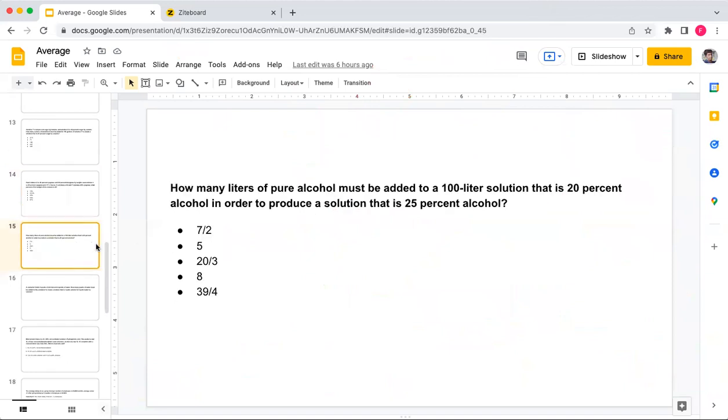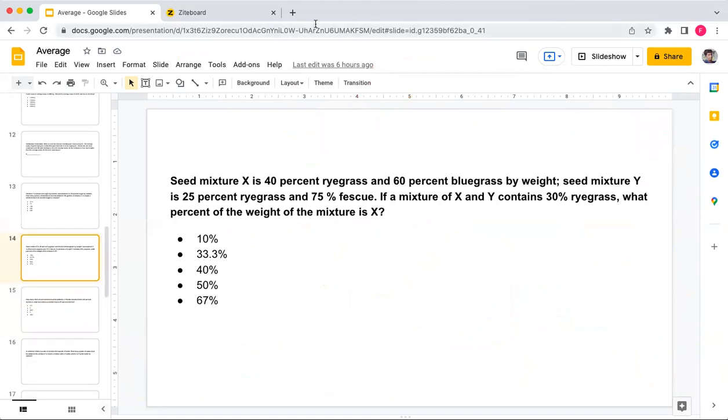Excuse me, I have a question. In that mixture, if the final mixture is 35% ryegrass, then what will be the percentage? So if a mixture of X and Y contains 35%, you are saying this is 35% overall. And we are getting 40%, and this is how much? 25%. So this is 25%. This is 15, and this is 5.